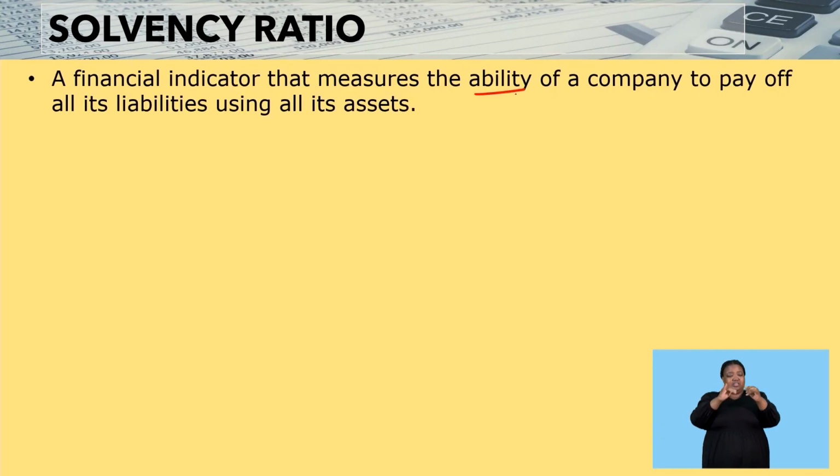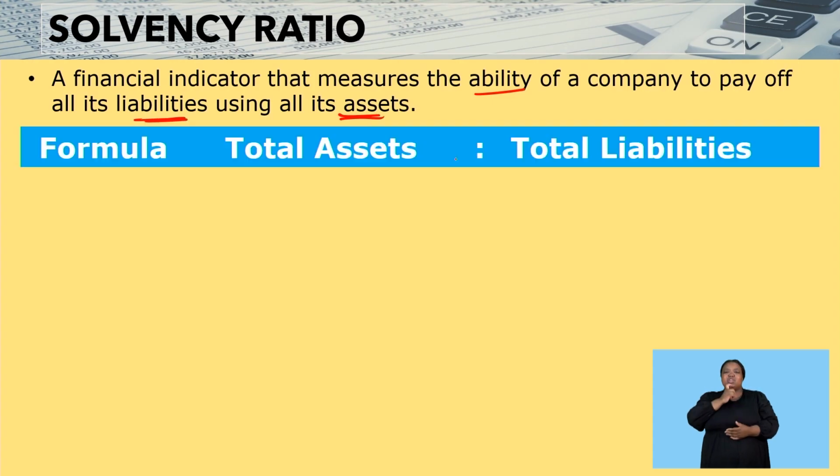To begin, I'm going to start with the solvency ratio. It is a financial indicator that measures the ability of a company to pay off its liabilities using all its assets. Already within this definition, we can see that the formula can be extracted from it. The formula is total assets as to total liabilities.